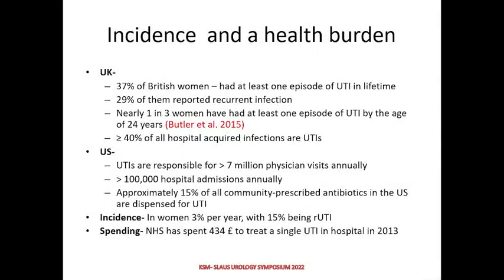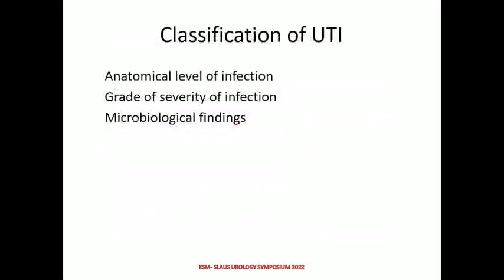So even in Western countries, the prevalence is high and the incidence is rising. In the UK, almost 1/3 of patients will have at least one episode of urinary tract infection, and 30% of them will have recurrent urinary tract infection. And 1 in 3 women will have at least one episode by the time they are 24 years old. On the other side, urinary tract infection accounts for more than 7 million admissions in the US, 7 million GP consultations and more than 1 million admissions for urinary tract infection treatment. And the NHS spent £434 per patient in 2013, which will be higher this time.